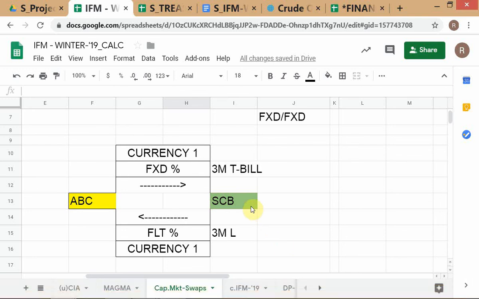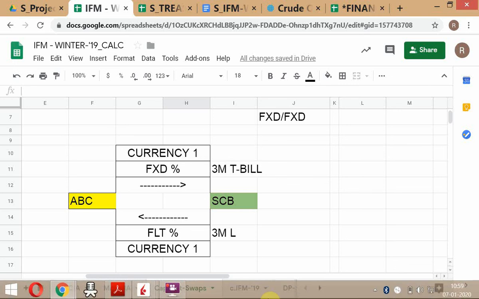ABC is the company, and SCB is, say, Standard Chartered Bank. There are going to be two counterparties in a market transaction, pretty obvious. Now there are going to be some flows. There will be a fixed period of time, could be 3 years, 5 years, 10 years, 20 years, whatever, and there are going to be periodic exchanges of interest payments. In this particular example, ABC is making a fixed interest rate payment, and Standard Chartered Bank is making a floating interest rate payment. So we will discuss this for now.